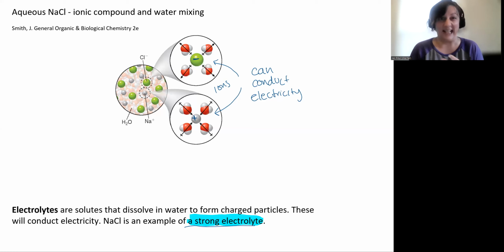Some compounds like acids and bases may only form a certain percentage of their molecules will form a charged particle when dissolved in water. And so while you're not expected to determine if an acid or a base is going to form an electrolyte, it is important to know that we have these two types of solutions. Some will conduct electricity, some will have ions present in them, and others will not. And we have lots of examples of both of these.